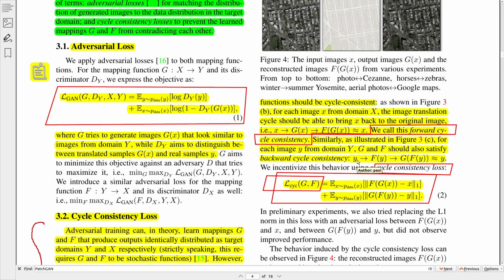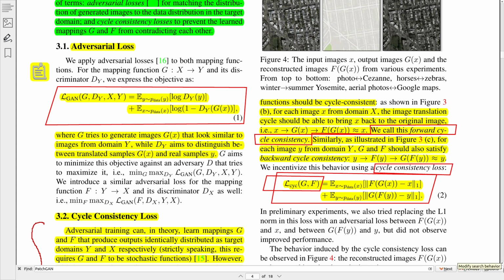Similarly, as illustrated in figure 3, for each image Y from domain Y, G and F should also satisfy backward cycle consistency. That is, in this case, Y goes to F(Y), that is one generator, then it goes to the next generator, G of F(Y). After Y goes through the 2 generator cycle, the original Y should be back. And we incentivize this behavior using a cycle consistency loss, and this is the equation.